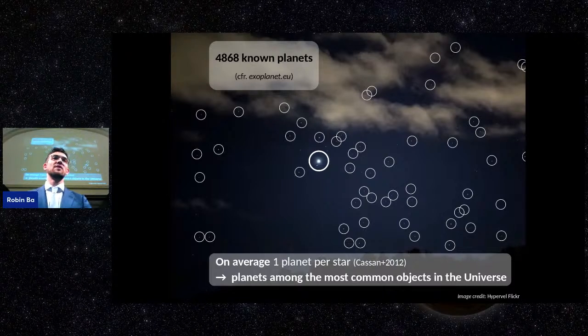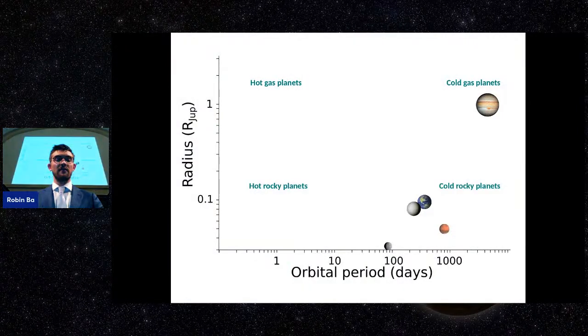Well, astronomers like to put things on diagrams, so let's do that. We have here a diagram showing on the horizontal axis the orbital period in days. So this is also proportional to the distance between the planet and the star. And we have on the vertical axis the radius, so the size of the planet, basically. And for reference, I've also put on there the planets of our solar system.